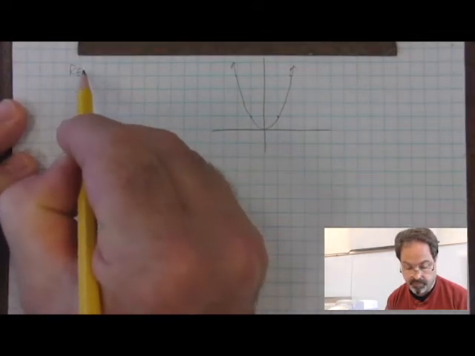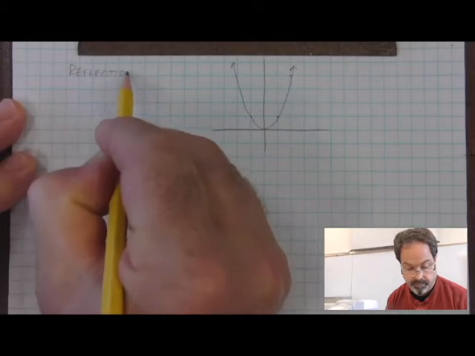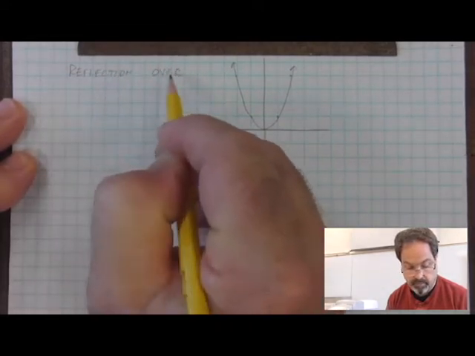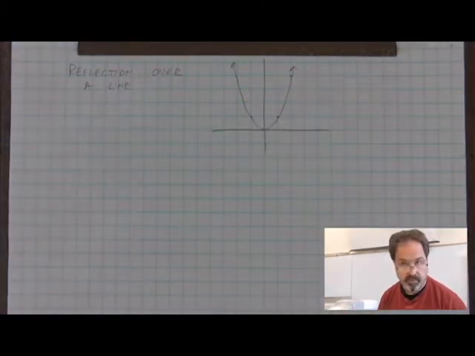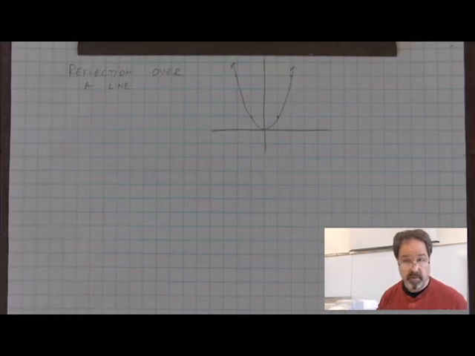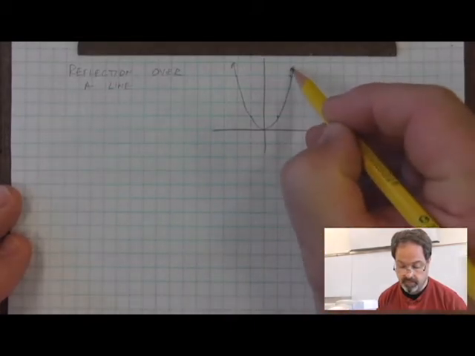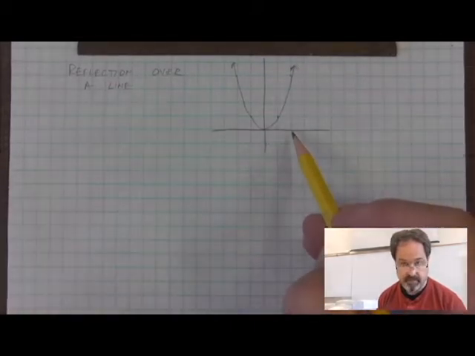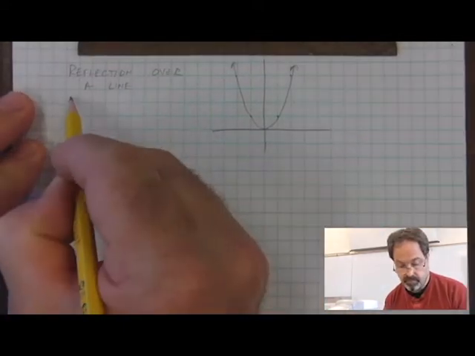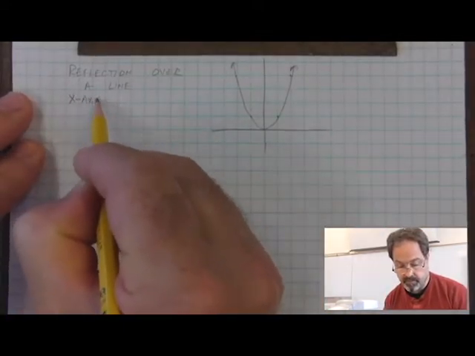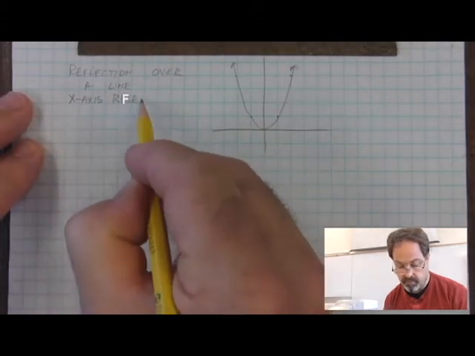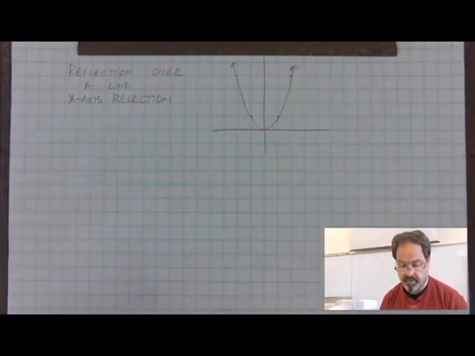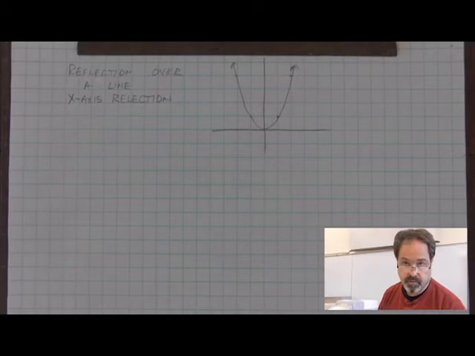So reflection is done over a line, and we need to define the line that we're going to reflect over, because where the line is changes the kind of reflection that you would get. To do a simple reflection, we're going to reflect over the x-axis at first. This would be called an x-axis reflection. We can reflect over any line, anywhere on a graph, but choosing the axes is the simplest way to accomplish the math.